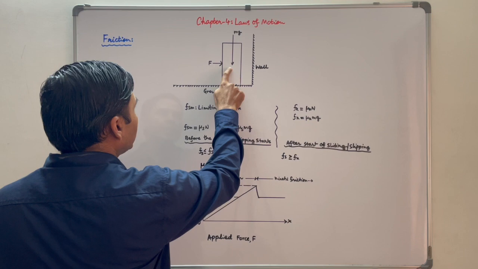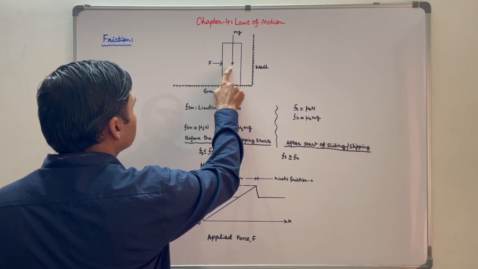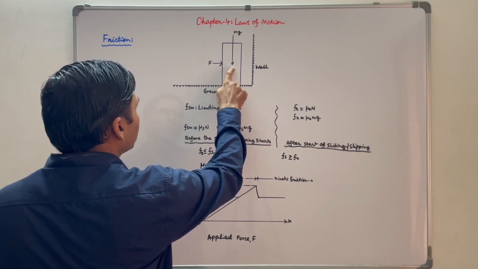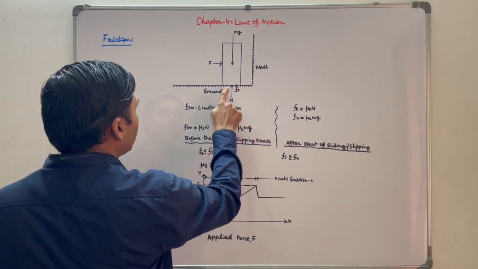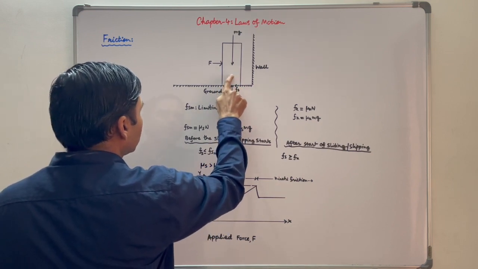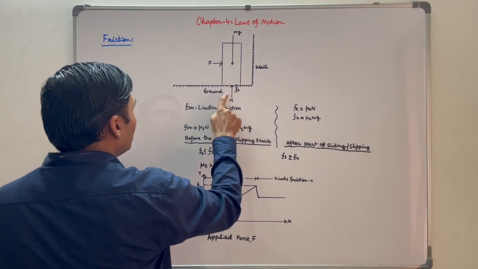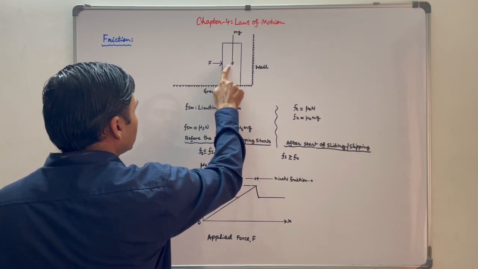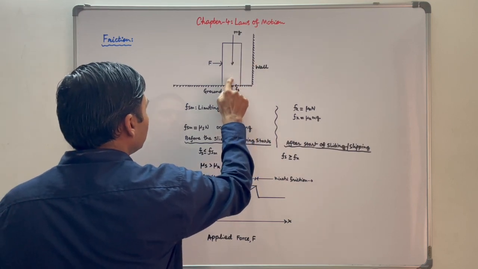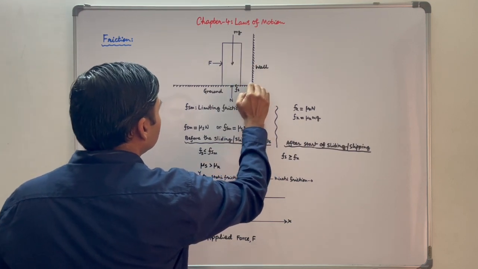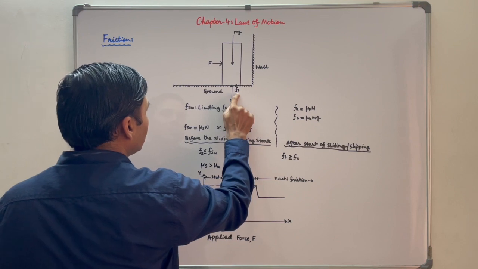At this point of time, weight of this object is mg, that is working at its geometrical center. N is the normal reaction applied by the floor on the object. These two vertical forces counter each other. Then what is that force that opposes the tendency of this object to slide? That force is called as friction force.